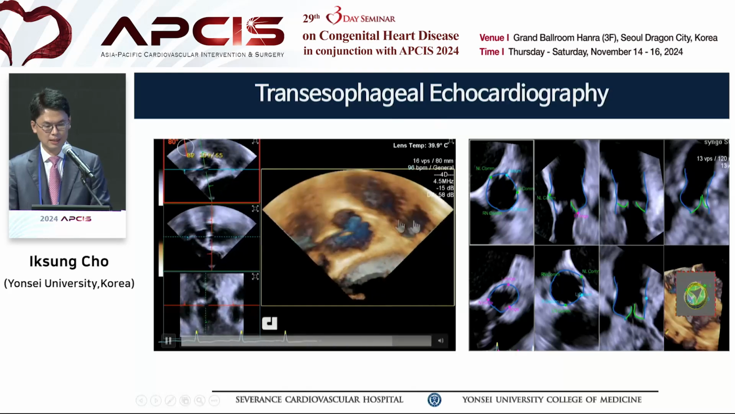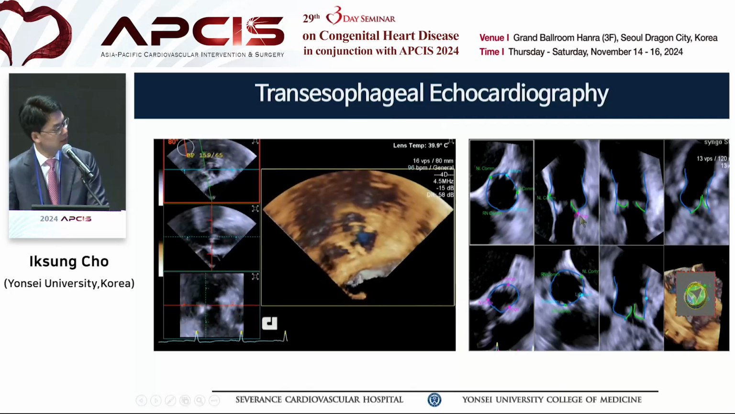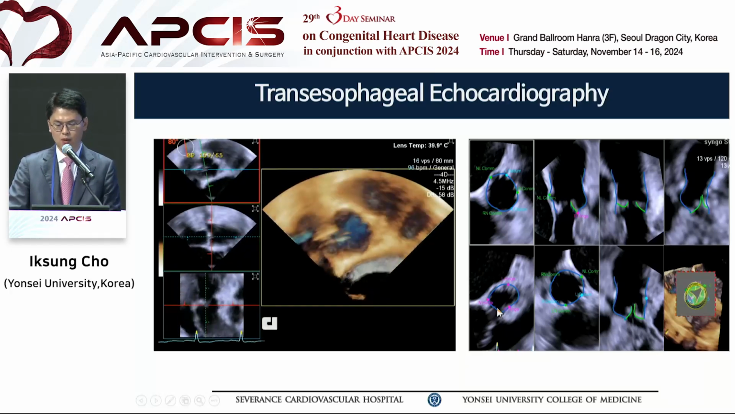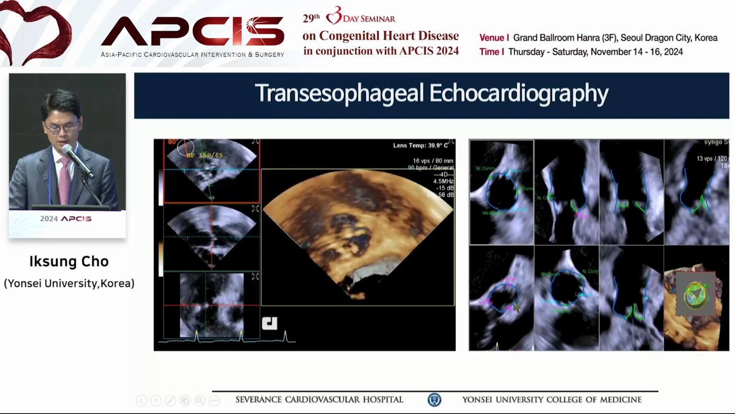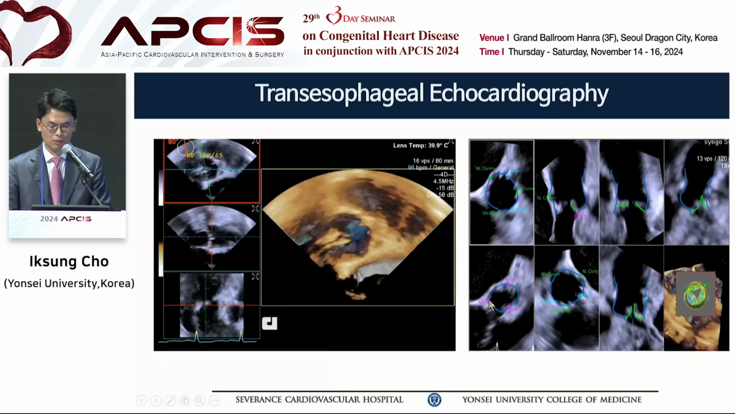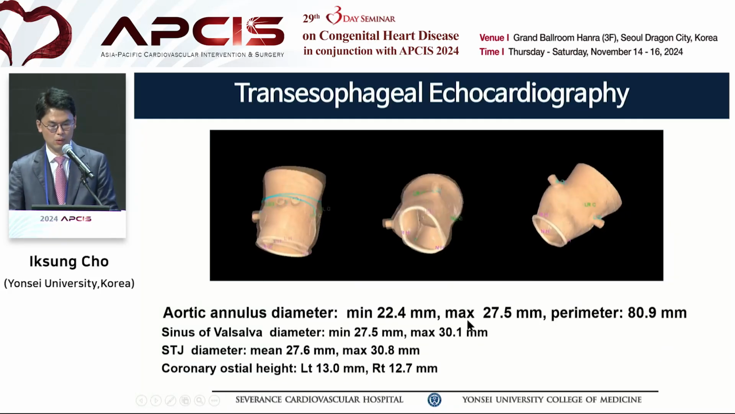Of course, we can do this measurement with transesophageal echocardiography. In TEE, the steps are exactly the same. What I'm trying to do is find the hinge point of each cusp. When we connect these three hinge points, that's going to serve as the annulus plane, and we can get all those CT values in echo as well.